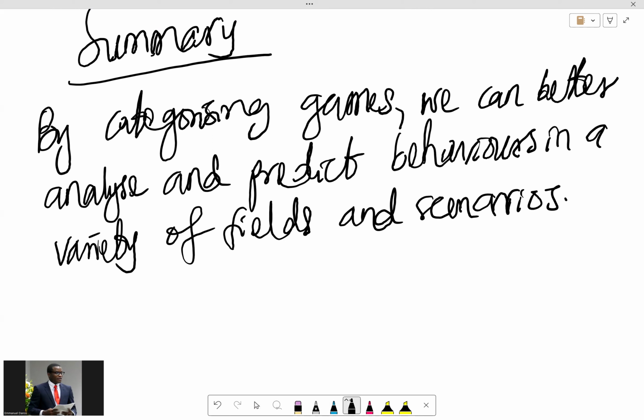All right, so we've seen already that game theory provides a structured approach to understanding strategic interactions and decision making. So by categorizing such games, we can better analyze and predict behaviors in a variety of fields and scenarios. So this is the second lesson in this series.